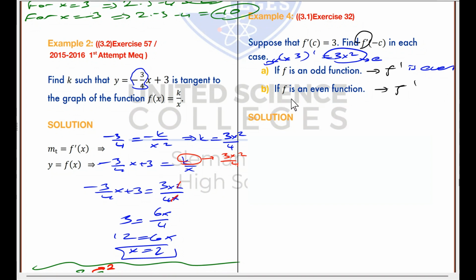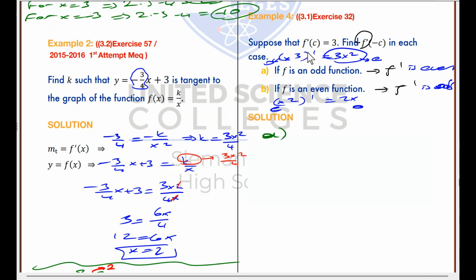If f is even, let's say you have some function like x squared, when you take its derivative, it becomes 2x, which is odd. It was even as an original function. When you take its derivative, it becomes odd. So if f is even, f prime is odd. Okay, it's the opposite. Now, this is the first thing to do, first thing to know. So when you know this, you can answer the question easily.